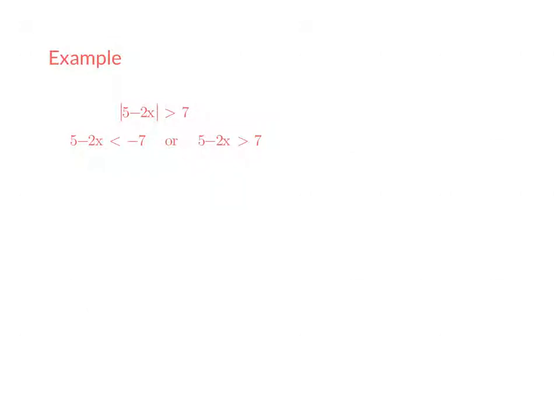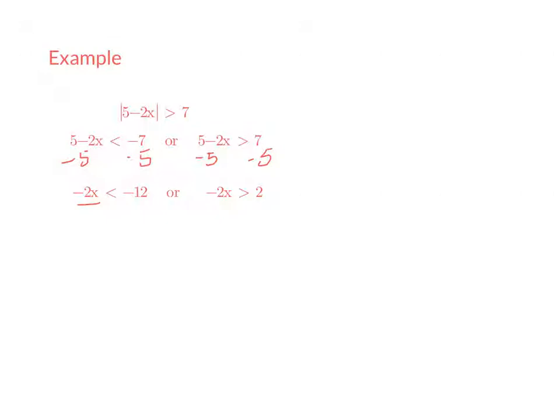Okay? Now, we're going to solve this as two separate inequalities, and let's see what's going to happen here. So initially, what I'm going to do is I'll subtract 5 from both sides of the first inequality. And I'm going to do the same to the second inequality. And our result's going to look like this. So now our result looks like minus 2x is less than minus 12, or minus 2x is greater than plus 2. We're going to divide both inequalities by minus 2, just as we did before.